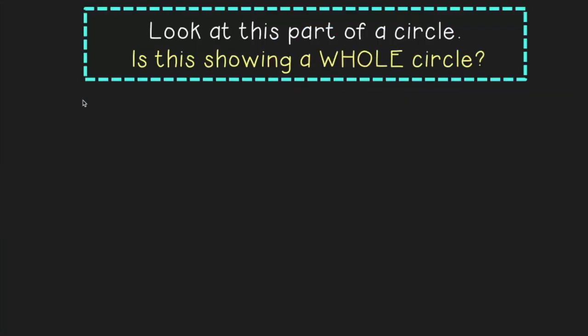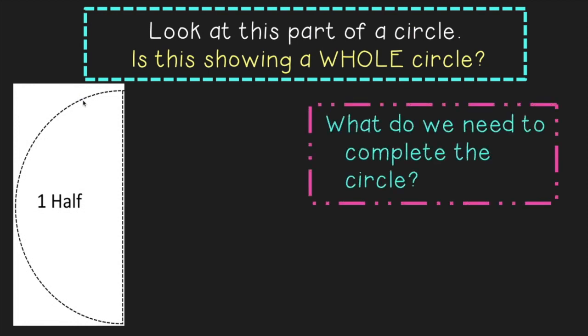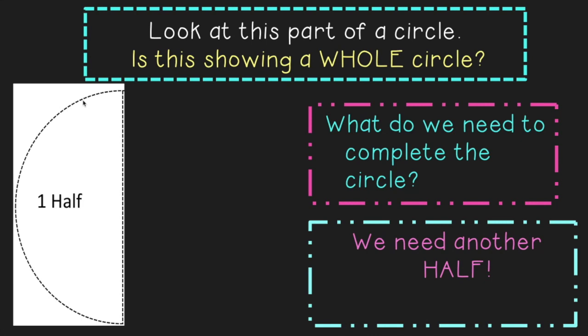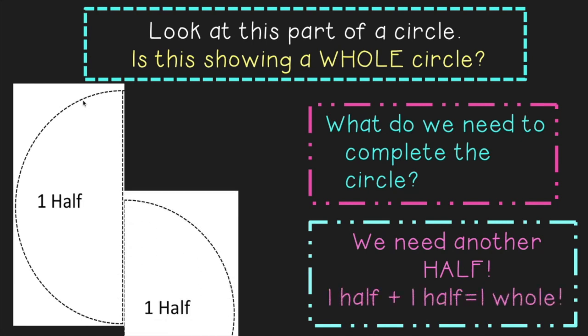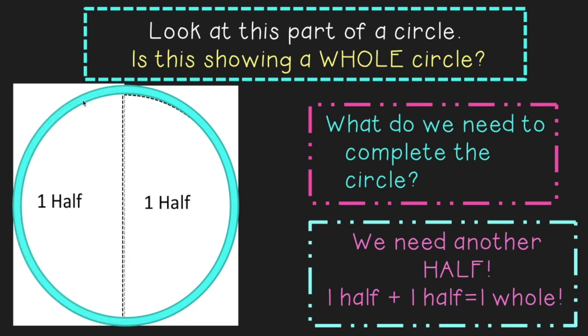So look at this part of a circle. Is this showing a whole circle? You're right, it is not. So what do we need to complete the circle? Right now I only have 1/2 of a circle. So I need another part to complete my circle. So we need another half, because 1/2 plus 1/2 equals 1 whole circle.